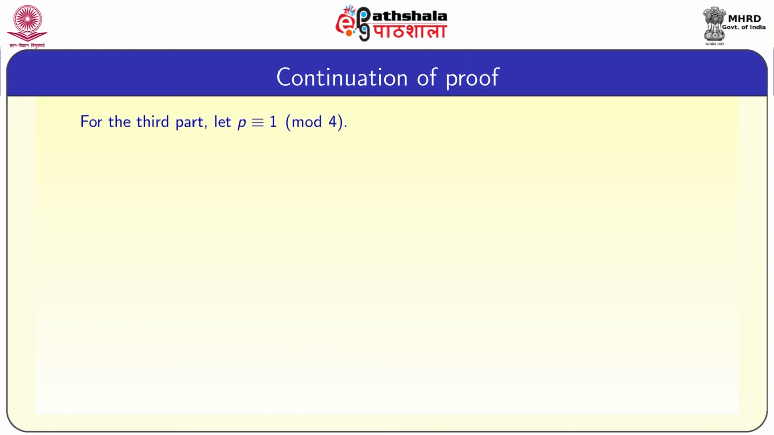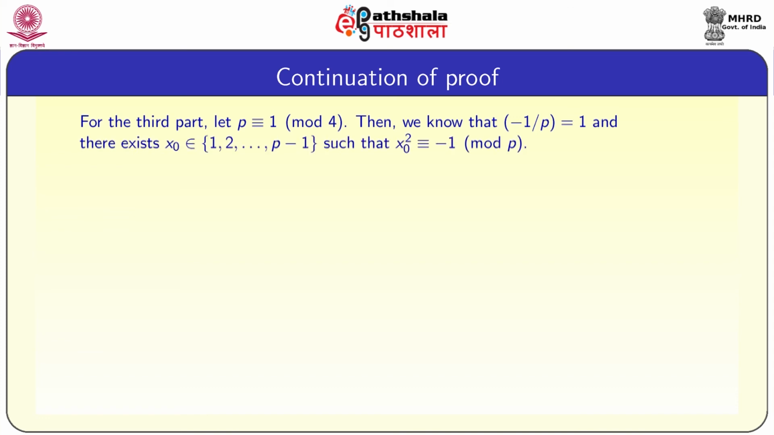So, now we are going to prove the third part, that is, if p is congruent to 1 mod 4, then we know that minus 1 is a quadratic residue modulo p, that is, minus 1 by p is equal to 1. That is equivalent to saying that there exists an x naught belonging to 1, 2, 3, up to p minus 1 such that x naught square is congruent to minus 1 modulo p.